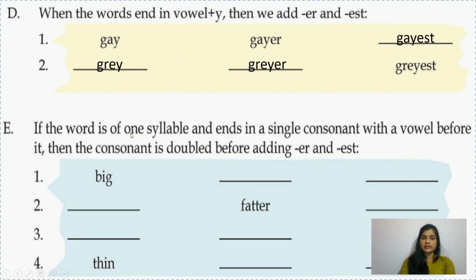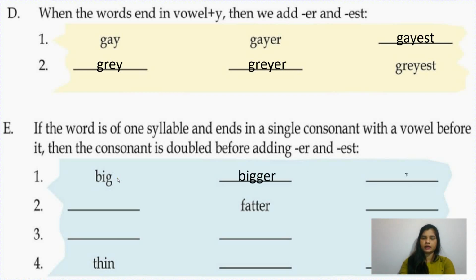If the word is of one syllable and ends in a single consonant, children, with a vowel before it, then the consonant is doubled before adding ER or EST. Just see here, children, G is a consonant, okay, and it is of one syllable only. Fine. And I is a vowel. So, what do we have to do? We have to write the last letter once again, like G-G-E-R, G-G-E-S-T. Okay, let's see examples, then you will understand.